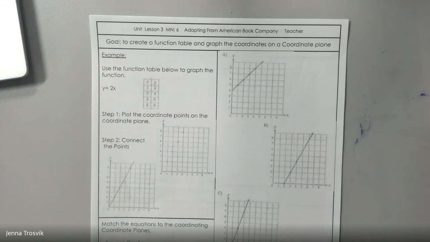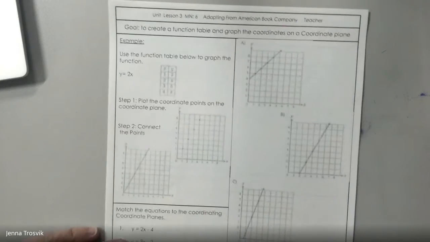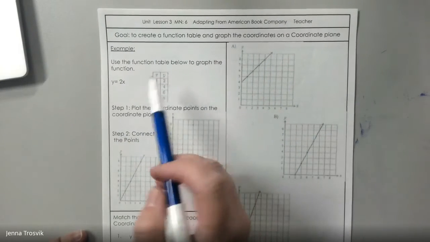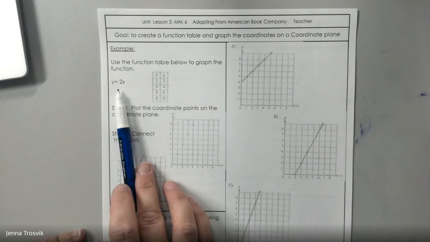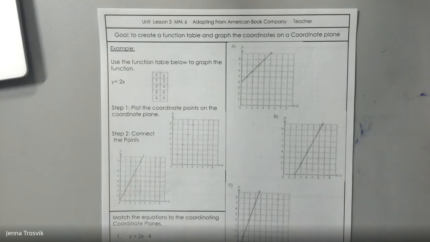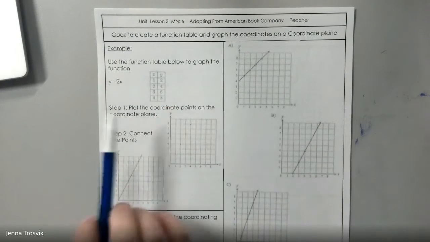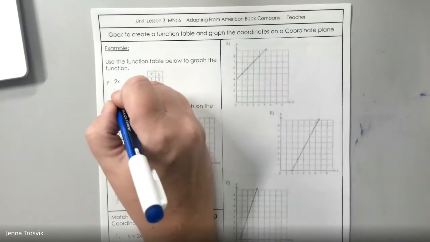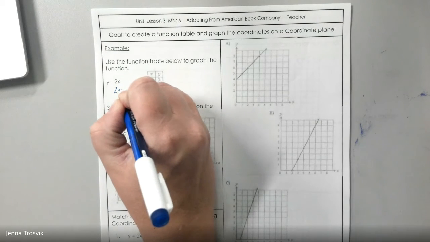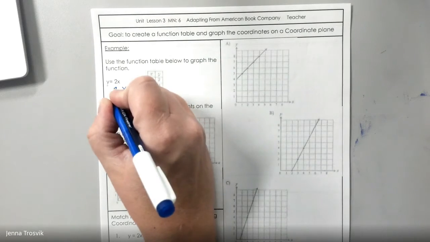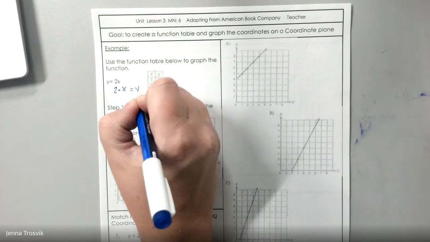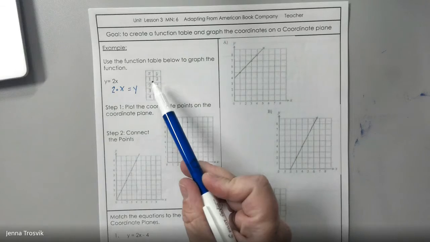All right, with that being said, we are going to start with: use the function table below to graph the function y equals 2x. How do we know that this function table fits this equation? Because 2x stands for 2 times x, and whatever that answer is, that's y. So we're just going to move y over here, and we're going to try it with our numbers.